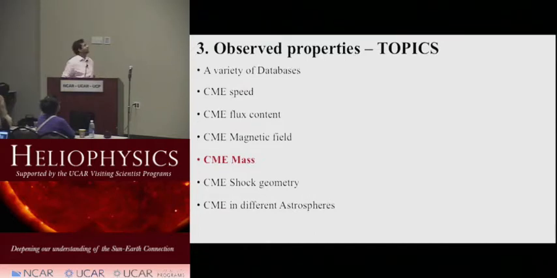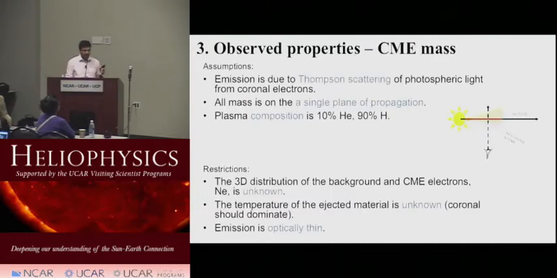CME mass is an intriguing one, and I'm running somewhat short of time, so I'm going to go through this quickly. What we have in coronagraphs is white light images. What that actually means is that what we're seeing is electrons, from a process called Thomson scattering. If you know how bright your pixel is, and you know some theory about Thomson scattering, you can make an assumption of how many electrons are along that column between you and infinity that follows that pixel. So you get an understanding of that.